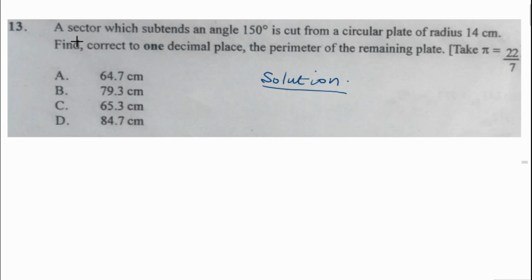So the question says that the sector of a circle that subtends an angle of 150 degrees is cut from a circular plate of radius 14 centimeters. So it's cut from it. And we have to find correct to 1 decimal place, very important information, the perimeter of the remaining plate. So a part is removed and the remaining plate is what we are finding the perimeter for. Let me try sketching our plate.